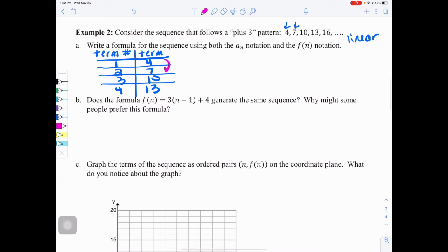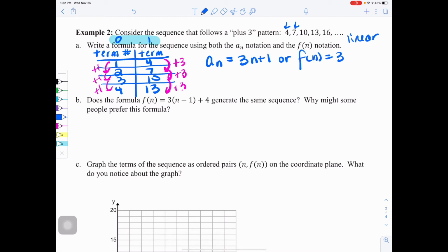If I go up the table this way, I am adding 3 each time, while on the other side, I am adding 1. In addition to that, I could find out what is across from 0 by extending the table. If I extended the table up, I would have 0 and I would have 1. And that would give me my y-intercept. So when I describe this sequence, I can write it as a sub n equals, the slope of this would be 3, so that goes in front of the variable. The y-intercept would be 1, so +1. Or in function notation, you would write f of n equals 3n plus 1.